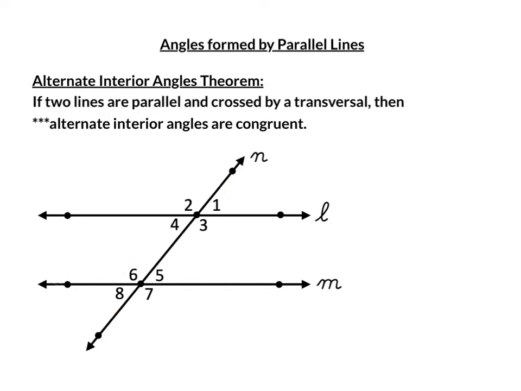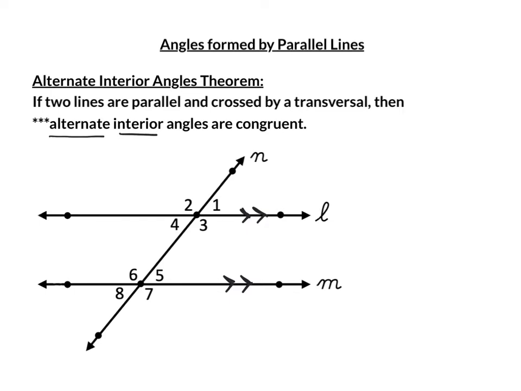Next, we have the alternate interior angles theorem. If two lines are parallel and crossed by a transversal, reminder that we usually show lines are parallel by putting the same number of arrows on them. I didn't do that on the last one. If two parallel lines are crossed by a transversal, then alternate interior angles are congruent. They're on alternate sides of the transversal. They're on the interior of the parallel lines.